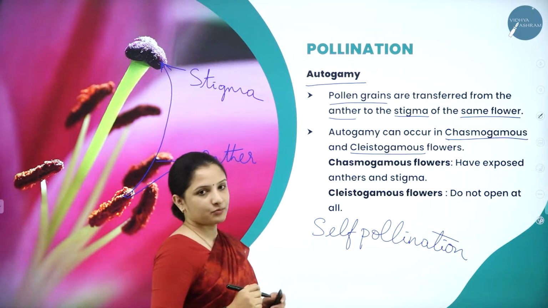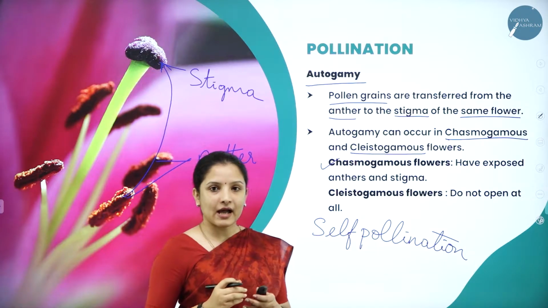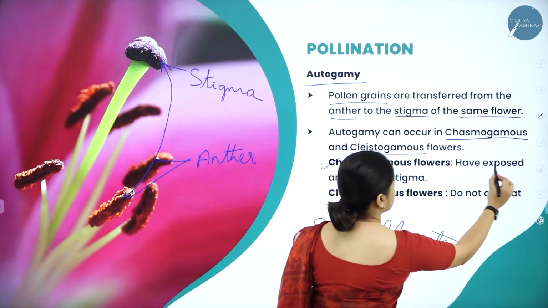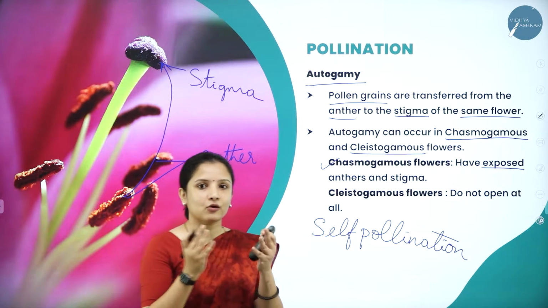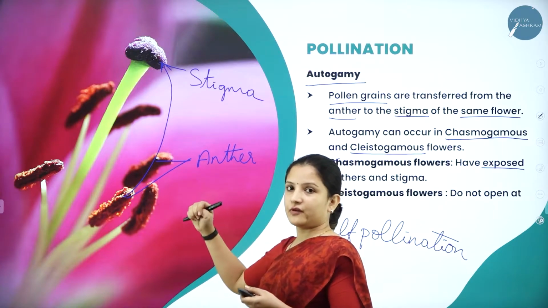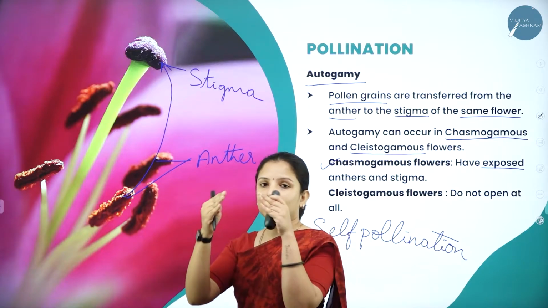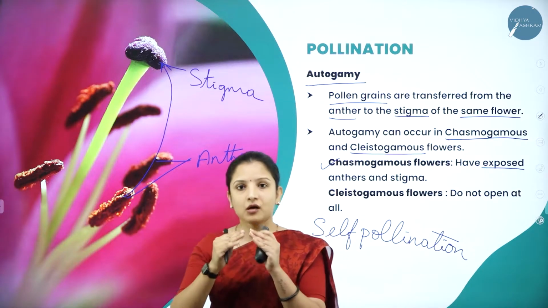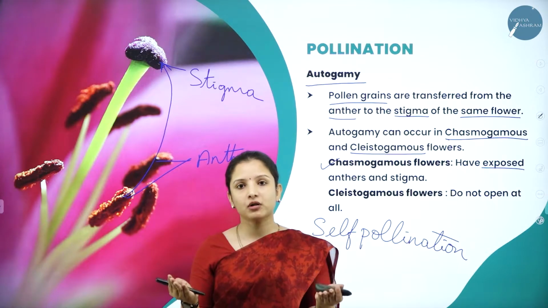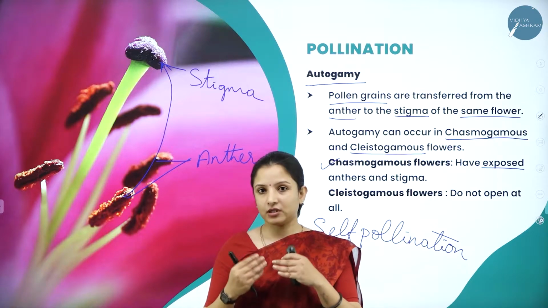So what is a chasmogamous flower? Chasmogamous flowers have exposed stigma and anther. They are exposed, meaning they are open. You can see here, this is the best example of a chasmogamous flower. Here the petals are free. The petals are not covering the stigma or the anther. The stigma and the anther are exposed to the pollinators. Therefore, easy pollination can occur.